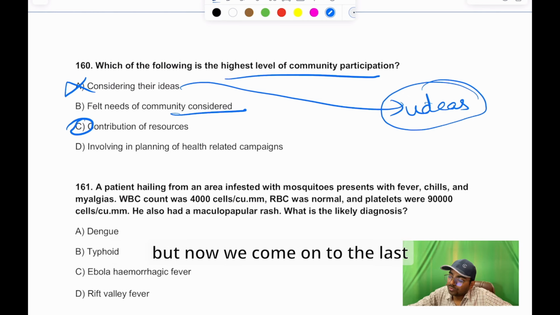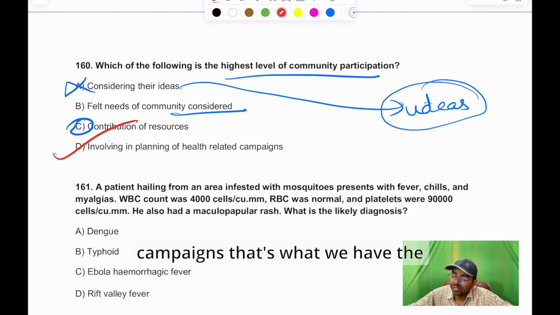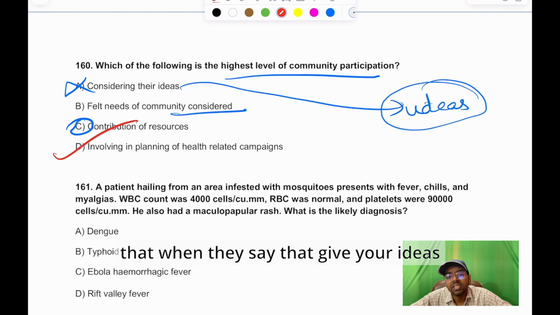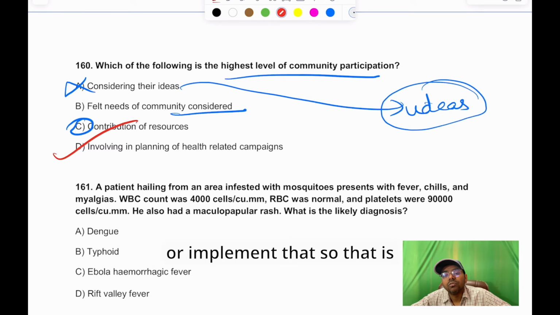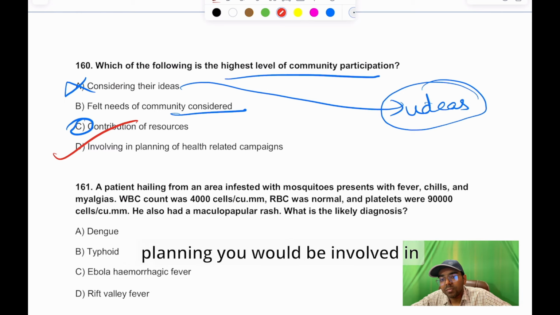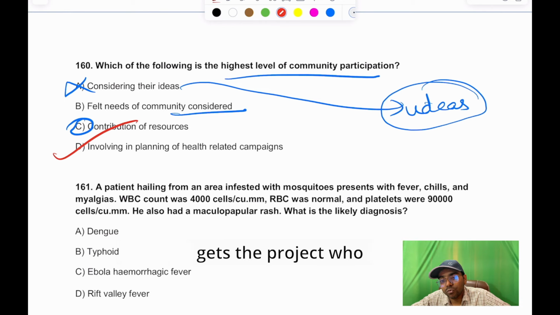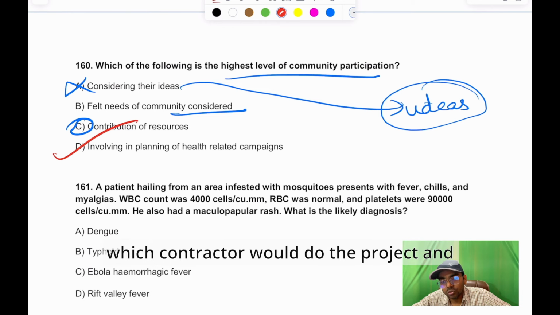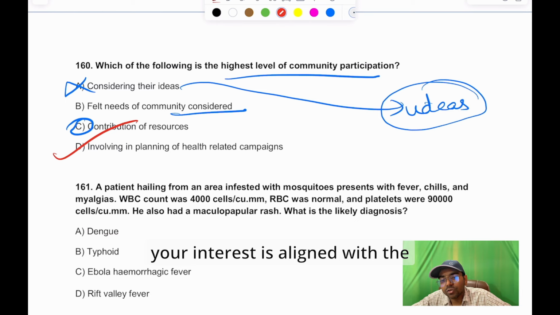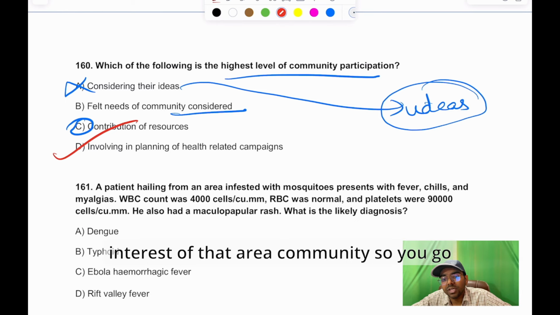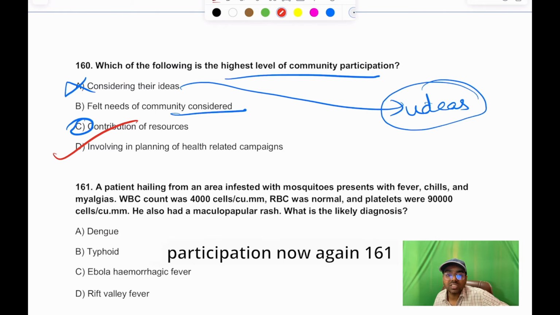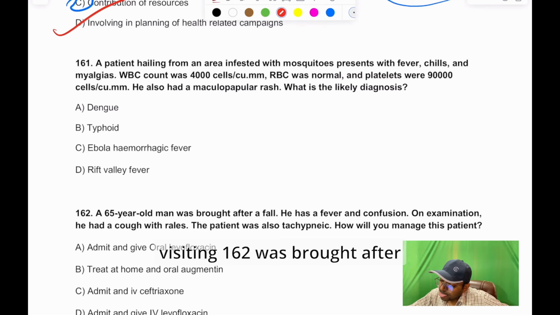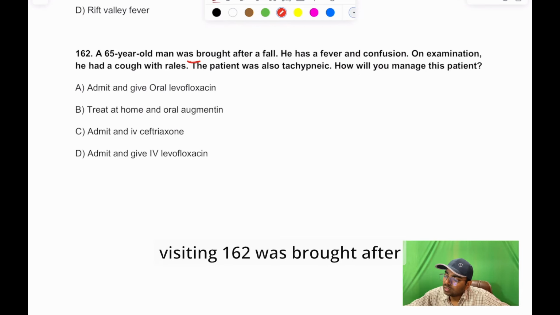But now we come to the last, involving planning of health related campaigns. That's what the government is aspiring to, when they say give your ideas and we will implement them. Once you are involved in this, then you are involved in every step. It's not only planning, you would be involved in who gets the project, which contractor would do the project, and once you are living there, your interest is aligned with the interest of that area's community. So you go and see that there is least corruption, and therefore this is the highest participation. Now again, 161, this is demo. 162 was brought after a fall.